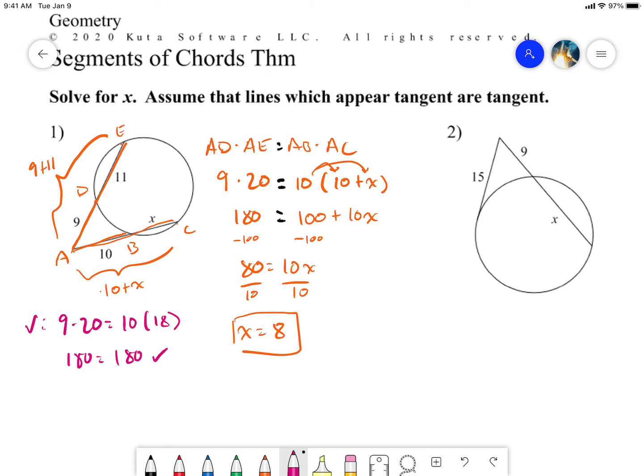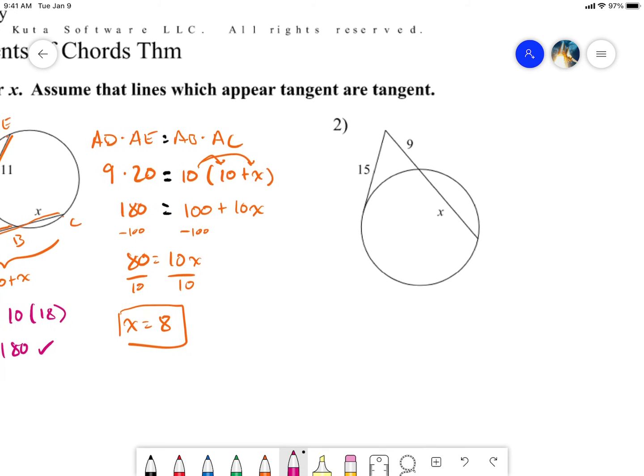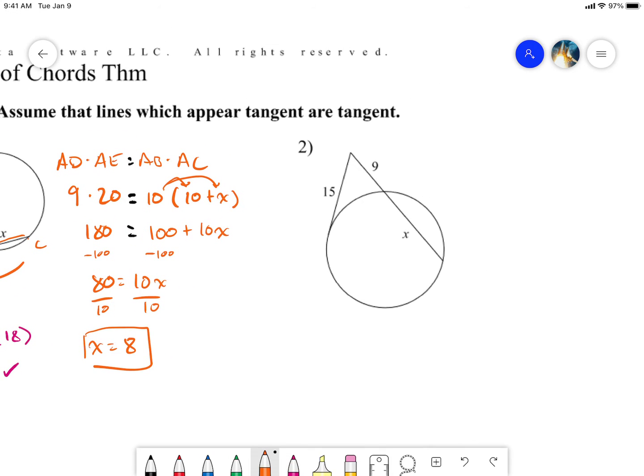Now we're going to do the next part. I'll use different colors. We've got A, let's just call this B, call this C, and let's call this D. So now remember, in this case, B is what we call the point of tangency, okay?